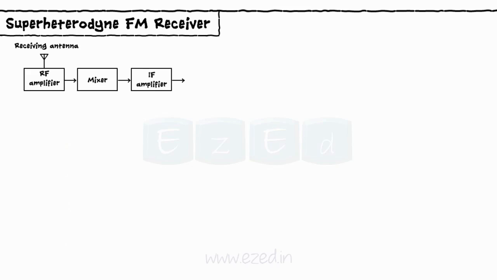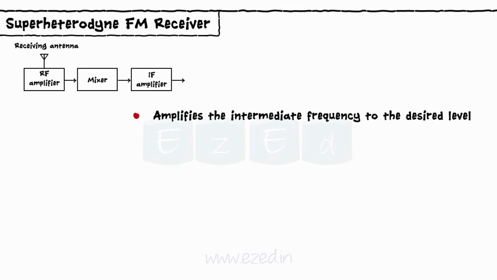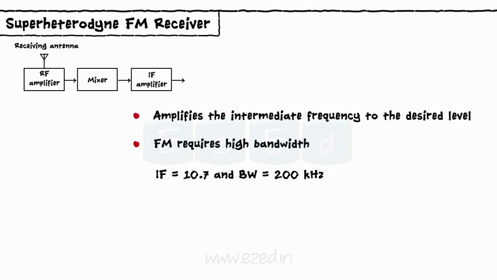IF amplifier. The IF amplifier performs the same operation of amplifying the intermediate frequency to the desired level, but as compared to AM, FM requires high bandwidth. Hence, IF is nearly 10.7 MHz and BW is equal to 200 kHz.